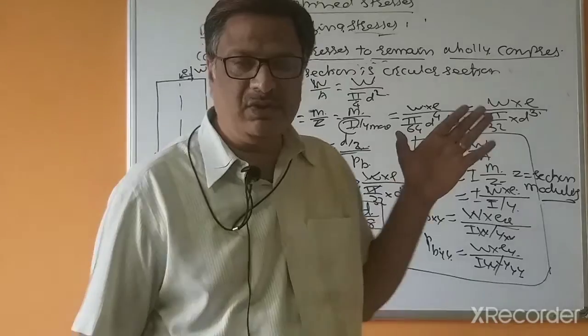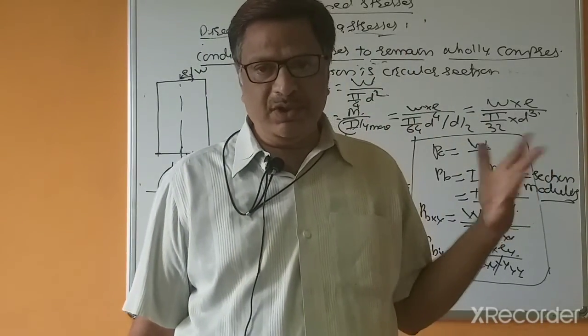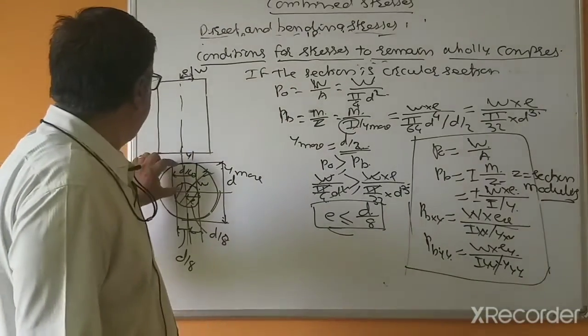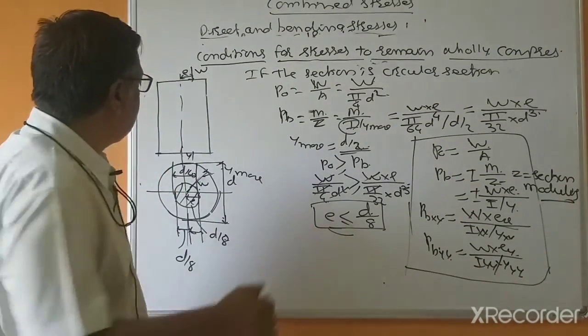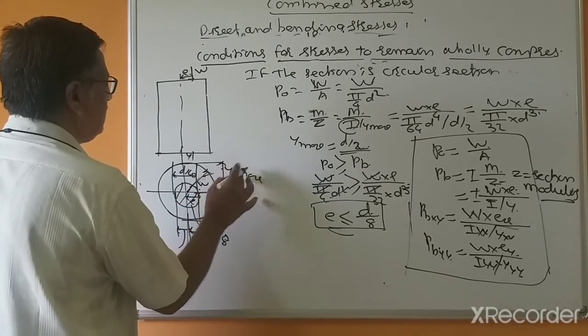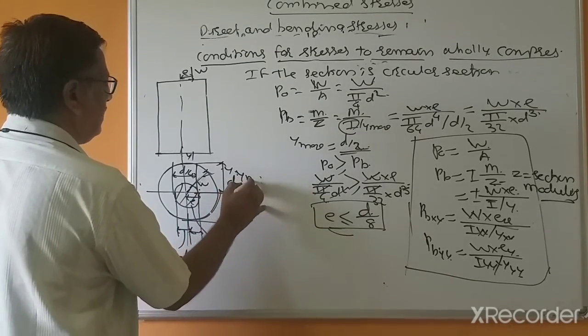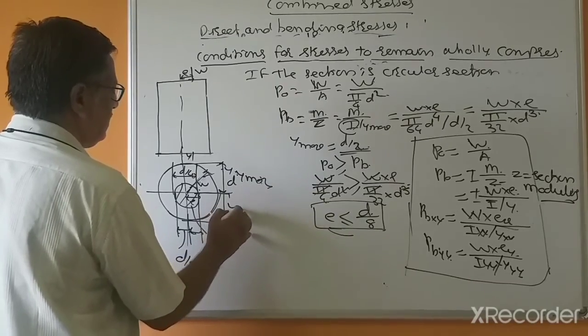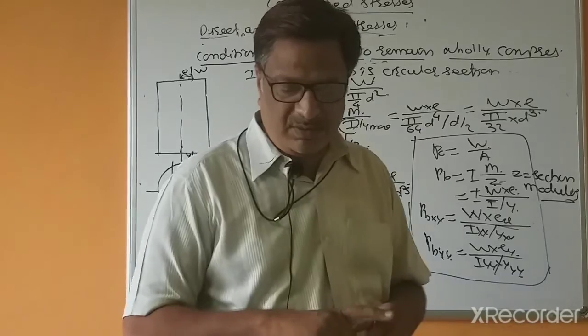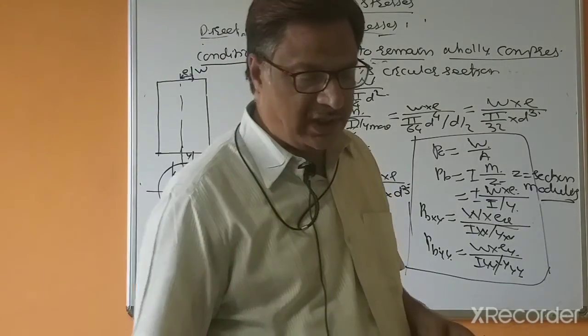Section modulus is the ratio of the moment of inertia divided by y. Y is the distance of the extreme fiber. So in this case y max is the distance of the extreme fibers, which means the radius equals the distance of the extreme fiber from the neutral axis.